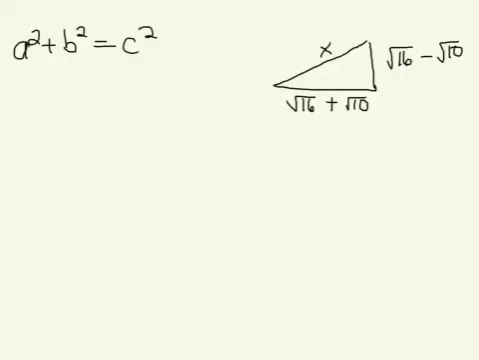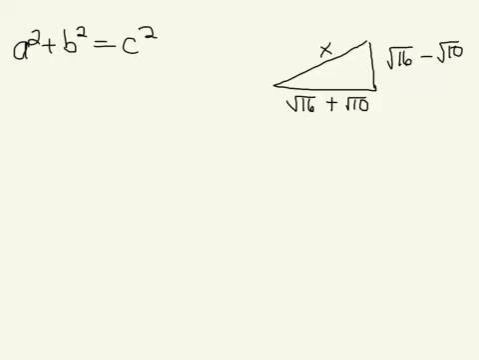In this problem, we're given a triangle with a right angle in the corner, and we are asked to calculate the length of the hypotenuse, which is this side right here, the diagonal that's across from the right angle. The other two side lengths are given as root 16 plus root 10 and root 16 minus root 10.